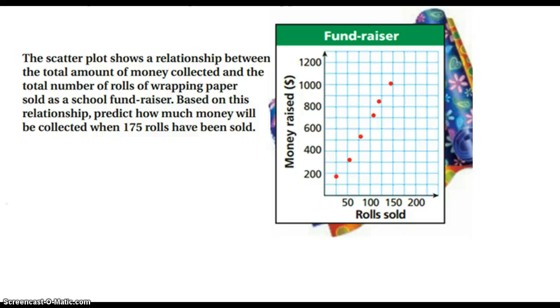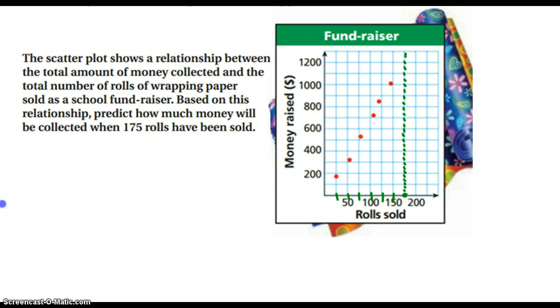Alright, so if we look at the bottom, or the domain, or your x values, whatever you want to think of this as, it looks like it goes up by 25. So 25, 50, 75, 100, 125, 150, and there's going to be 175. So what we want to do is follow this all the way up, and we're going to see about where our trend would take us.